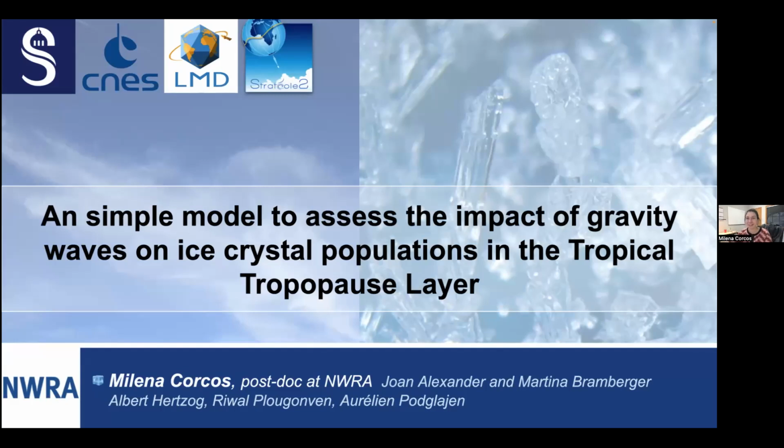Okay. So this part of my thesis was focused on the creation of a simple microphysics model that can be combined with observations from superpressure balloons in order to assess the impact of gravity waves on ice crystal populations in the tropical tropopause layer. And this part of my thesis led to a paper that is now published in ACP.